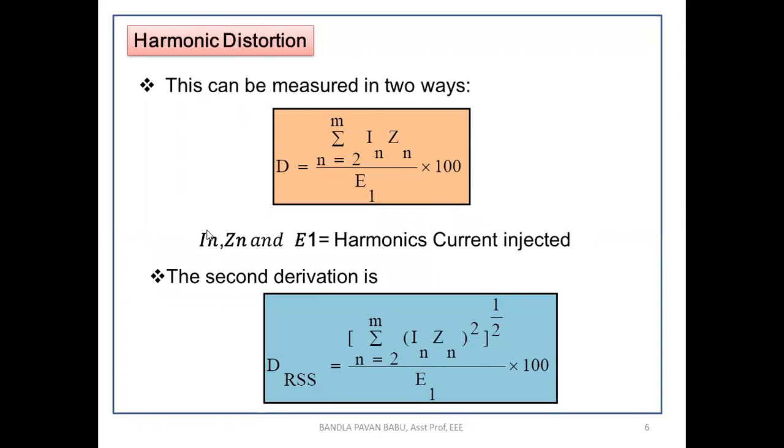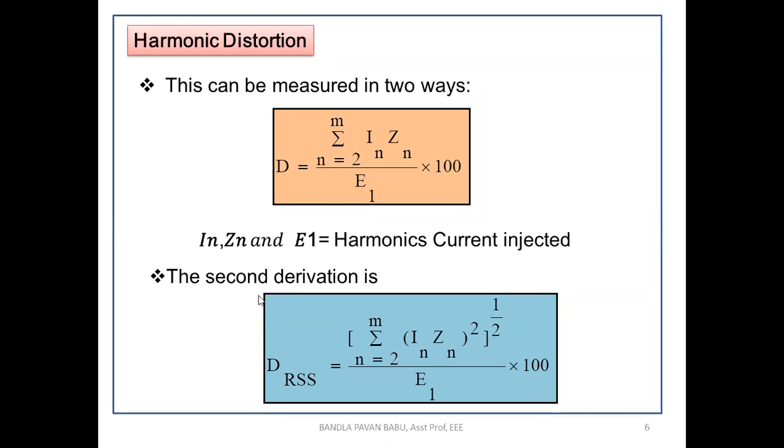Next, harmonic distortion. This can be measured in two ways. If we consider D as the harmonic distortion or HD, that's up to you, it is equal to sigma n equal to 2 to m of In Zn by E1 into 100. Where In, Zn and E1 are the harmonic currents injected. Because of this harmonic current, we are going to inject the impedance value as well as the particular voltage there. So this is the harmonic distortion equation. Based on this we can find out the total harmonic distortion.